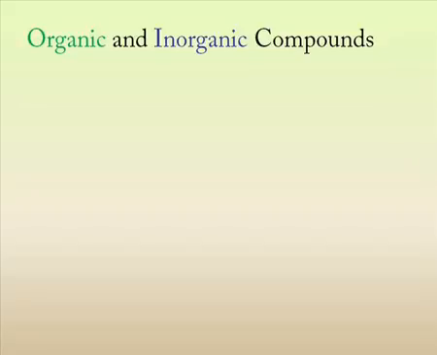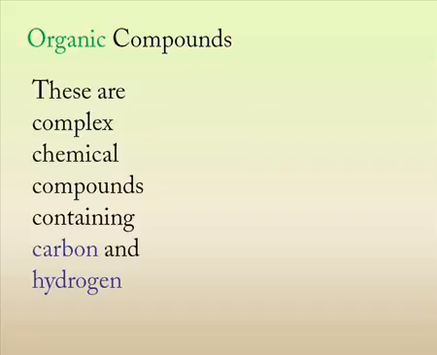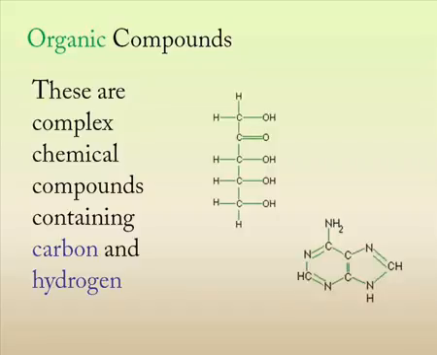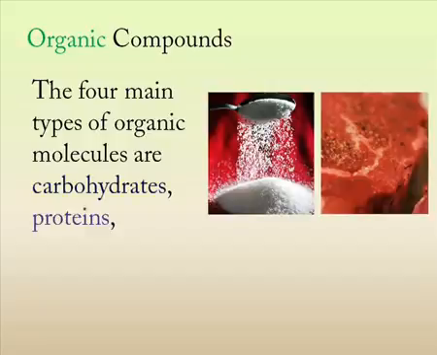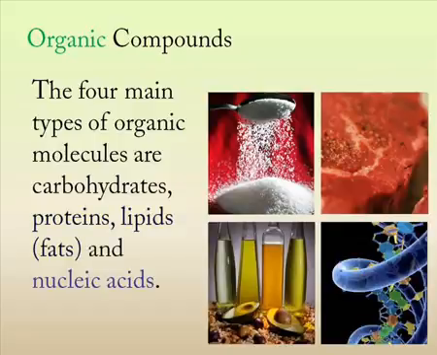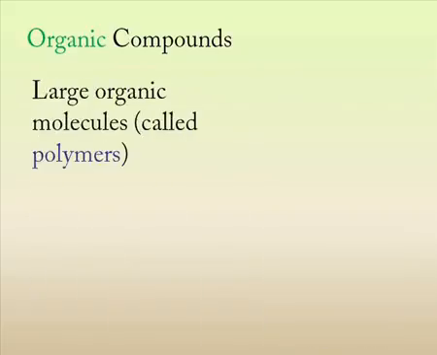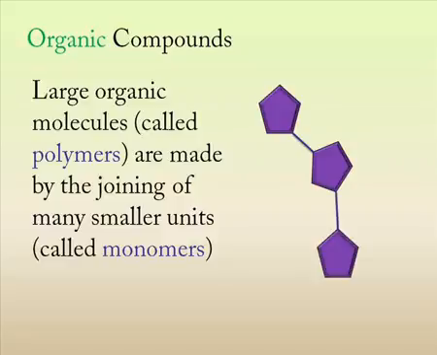We're going to start having a look at a few organic compounds. Now, organic compounds, as you probably remember, are complex chemical compounds that contain carbon and hydrogen. Now, the four main types of organic molecules we're going to be looking at are carbohydrates, proteins, also lipids, as well as nucleic acids. Now, we're going to be having a look at these fairly frequently over the next semester. Large organic molecules are called polymers, and they're made by the joining of many smaller units together. The smaller units are called monomers.